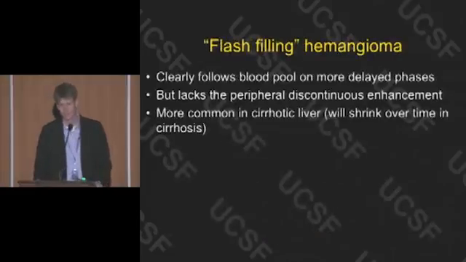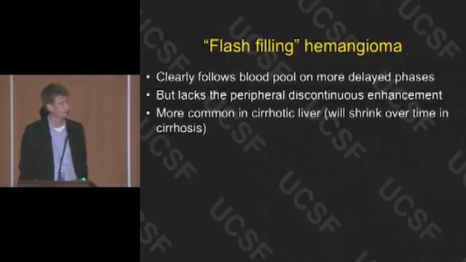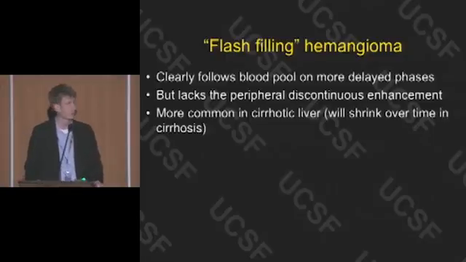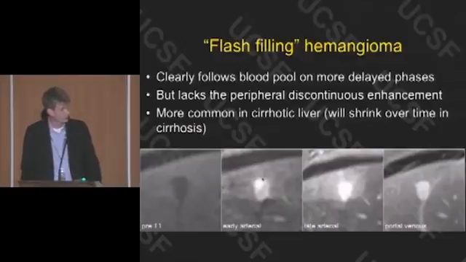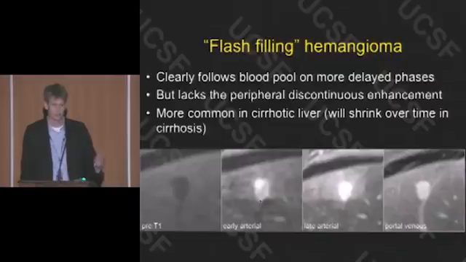Then we have the flash-filling hemangioma. These are going to be the toughest probably to distinguish from other lesions, particularly in a cirrhotic liver, the flash-filling hemangioma. Here on an early arterial phase, you can see the flash-filling hemangioma enhances very quickly and becomes homogeneous during the arterial phase, but will persist in the portal venous phase and delayed phases.